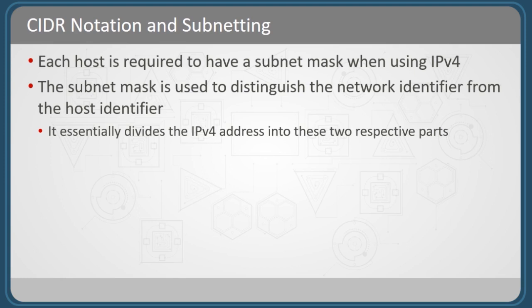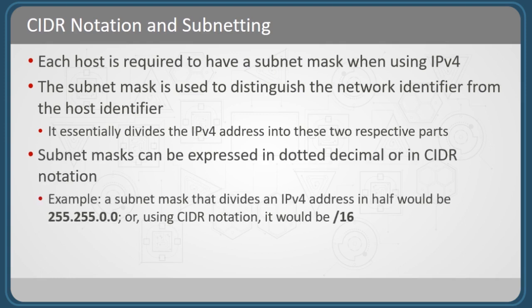And again, recall the analogy of a street. There is a single street, but many houses on the street. So the street is common to all houses, but the number on any given house is unique to just that house. So the street equates to the network. The house equates to the host on that network. So it essentially divides the IP version 4 address into these two respective parts.